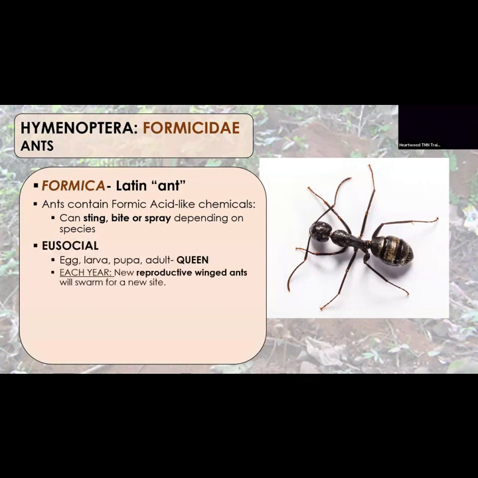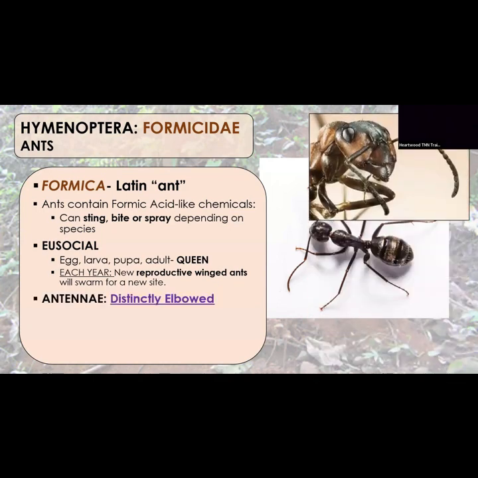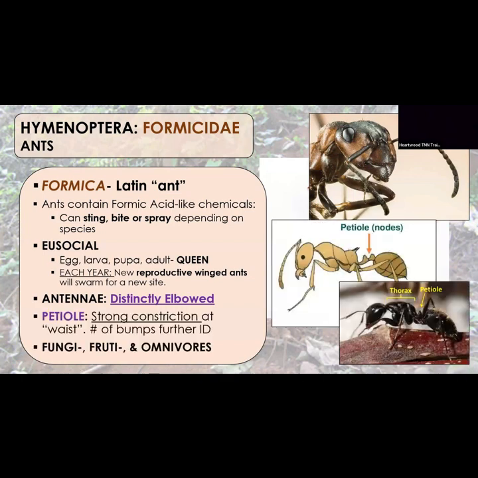They have a queen, they go through that whole thing, they've got the females taking care of the queen, and then you do have the antennae that are distinctly elbowed. So you've got a very long segment, and then it goes distinctly elbowed. That is a very anty antenna.